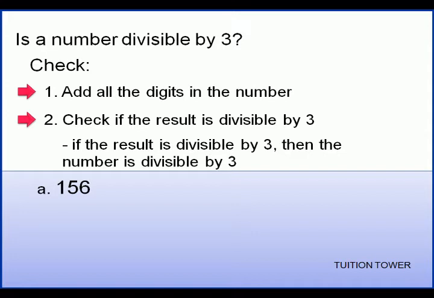Let's take the same example, 156. Add the digits: 1 plus 5 plus 6 is equal to 12. Is the number 12 divisible by 3? Of course, 3 times 4 is equal to 12. And so, this number 156 is divisible by 3. You can do a manual division check to verify if this is correct.